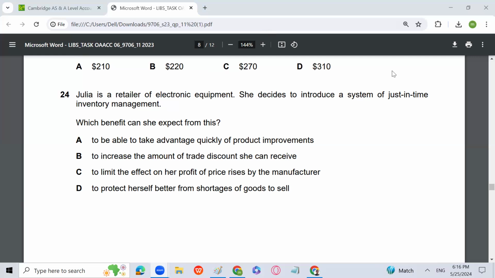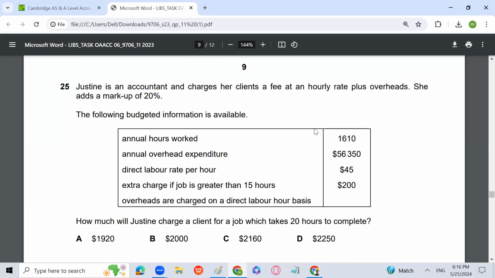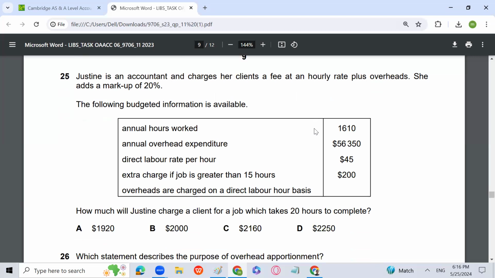Okay, next is going to be: Justin is an accountant and charges her clients a fee at an hourly rate plus overheads. He also adds a markup of 20%. Following budget information is available. Annual hours worked 1610, annual overhead expenditure 56350, direct labor rate per hour 45, extra charge if job is greater than 15 hours, $200, and overheads are charged on a direct labor hour basis. How much will Justin charge a client for a job which takes 20 hours to complete?